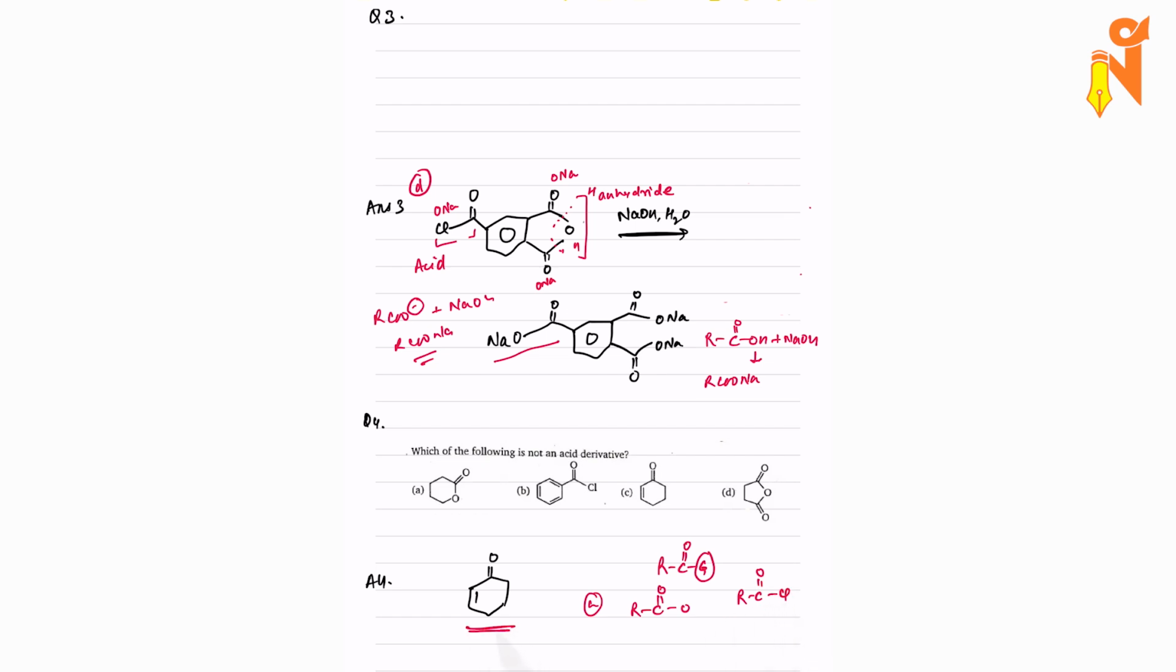In case of C, there is no functional group attached to C double bond O, whereas in case of D, we have RC double bond O, OC double bond OR. So this kind of functional group is present. So all these A, B and D are acid derivatives, but C is not.